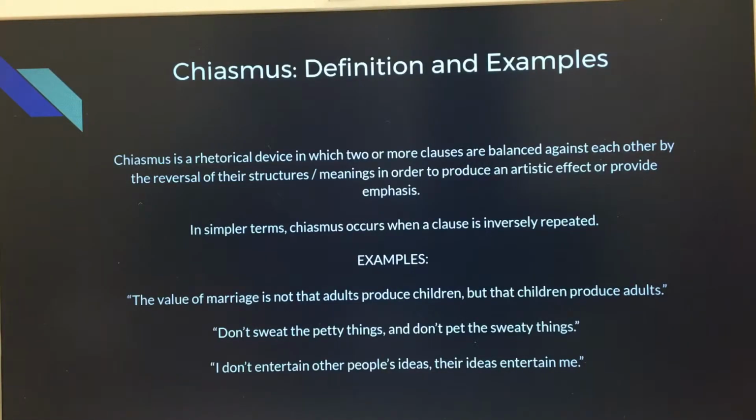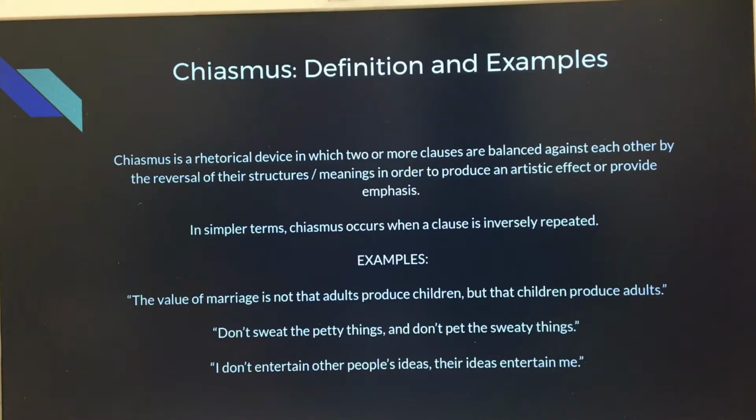Chiasmus is a rhetorical device in which two or more clauses are balanced against each other by the reversal of their structures or meanings in order to produce an artistic effect or provide emphasis. In simpler terms, chiasmus occurs when a clause is inversely repeated. Aside from being inverse, a sentence using chiasmus must carry opposite meanings in each of its clauses.